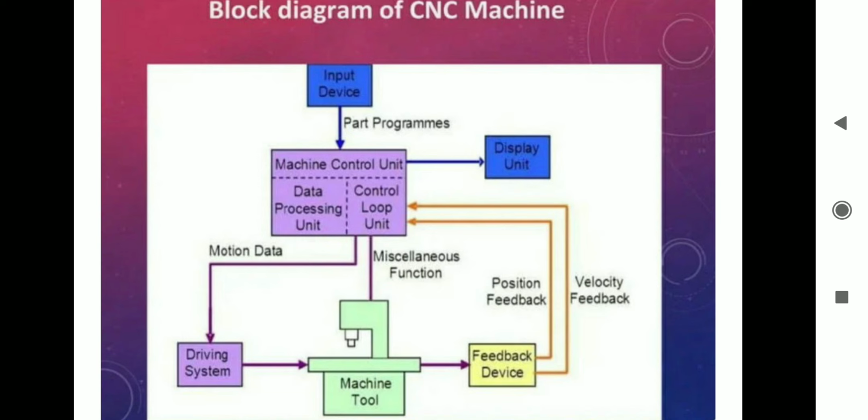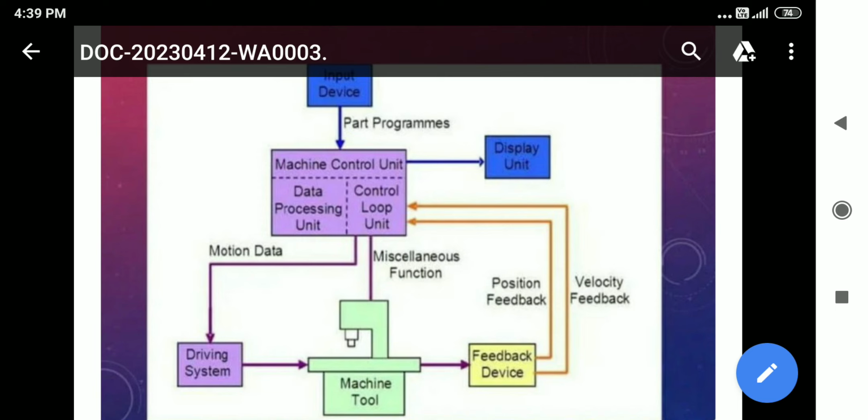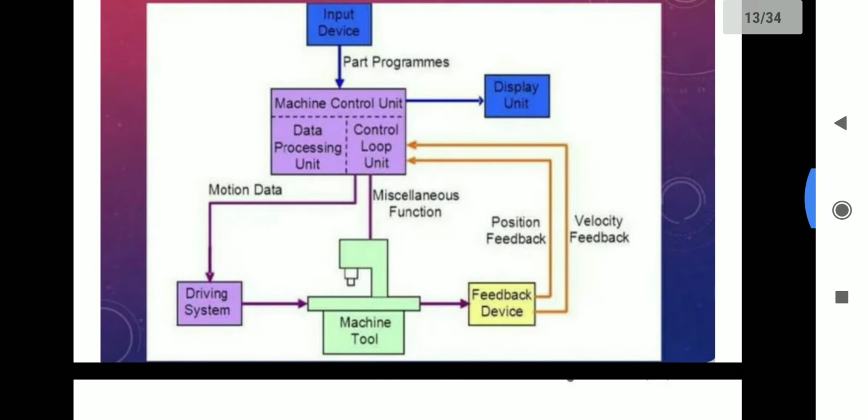What do you mean by feedback device? Here is the feedback device, right? The feedback device is nothing but a sensor. The sensor shows where the tool is positioned at a particular time, in a particular direction; it shows the particular position of the tool. The display unit is nothing but a computer. The machine tool is nothing but the cutting tool. The driving system is nothing but servo motors and stepper motors. Next, we can see various pictures in the next video.